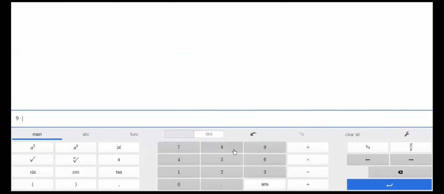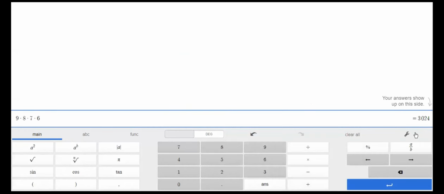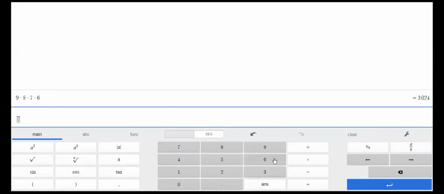So 9 times 8 times 7 times 6, so 3024. And then 4 times 3 is 12. I'm going to go ahead and simplify that. If I take 3024 and I divide it by 12, I get 252.